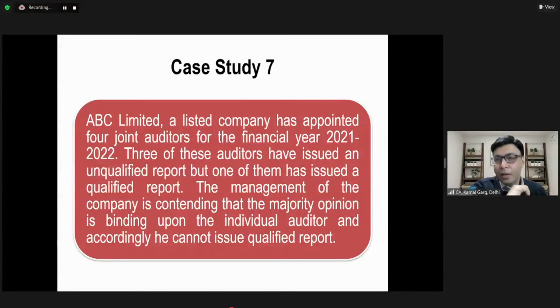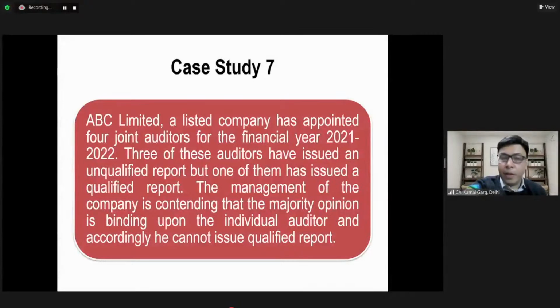Now what happened? Vipul, Vidhi and Kapil, these 3 auditors issued a clean opinion. Everything is true and fair. Kamal issued a qualified opinion that inventory is wrongly valued. So in this question, what is written? 3 of these auditors, that means Vipul, Vidhi and Kapil, have issued an unqualified report, but one of them, that is Kamal, has issued a qualified report. Having said that, what happened later on?